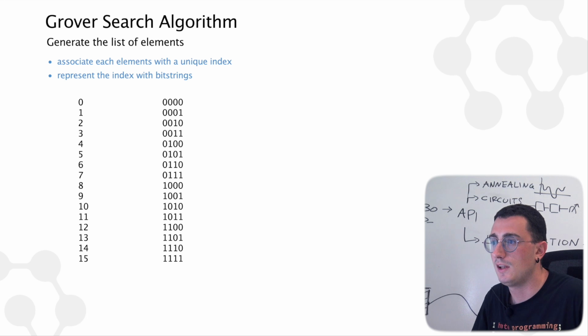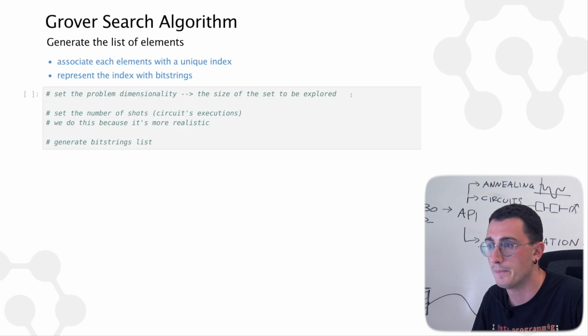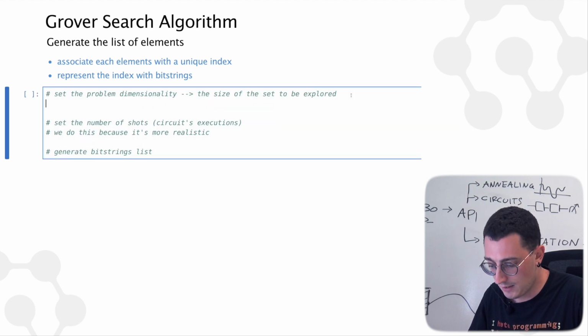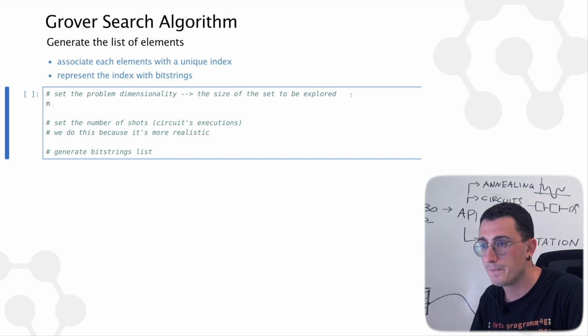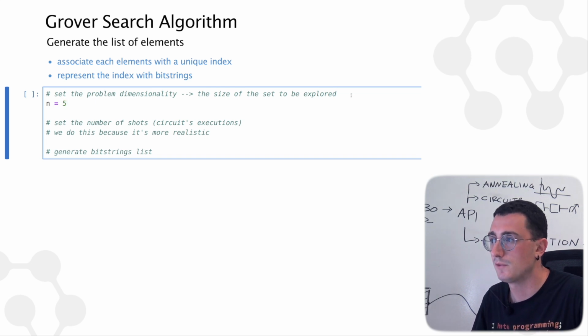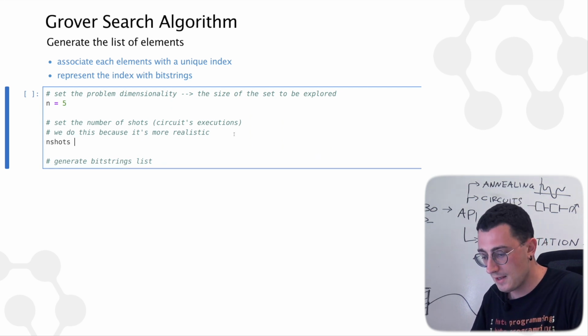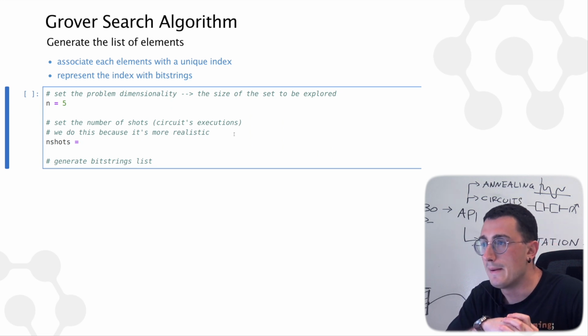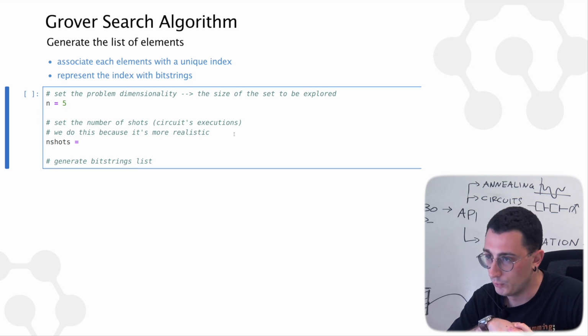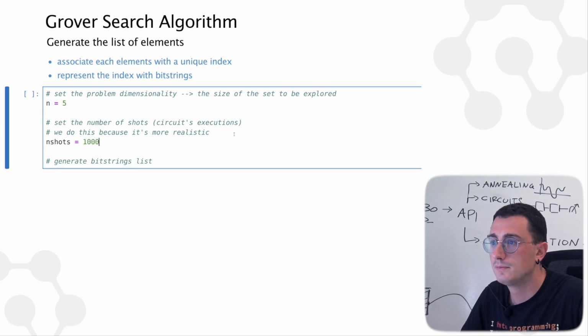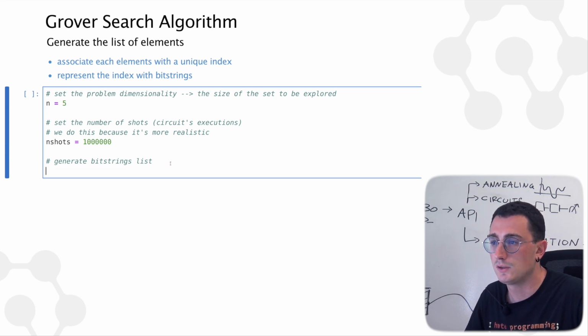For doing this, we can use the generate bit string combination function that we already used in some past lecture. So we start by setting the number of dimensions, so the number of qubits. In particular, we set it to 5, for example. Then we can also set the number of shots, and this will be useful because this time we would like to see what happens if we simulate a realistic output of the quantum circuit. Let me set a high number of shots, for example 1 million. And then we can indeed generate the bit string list.